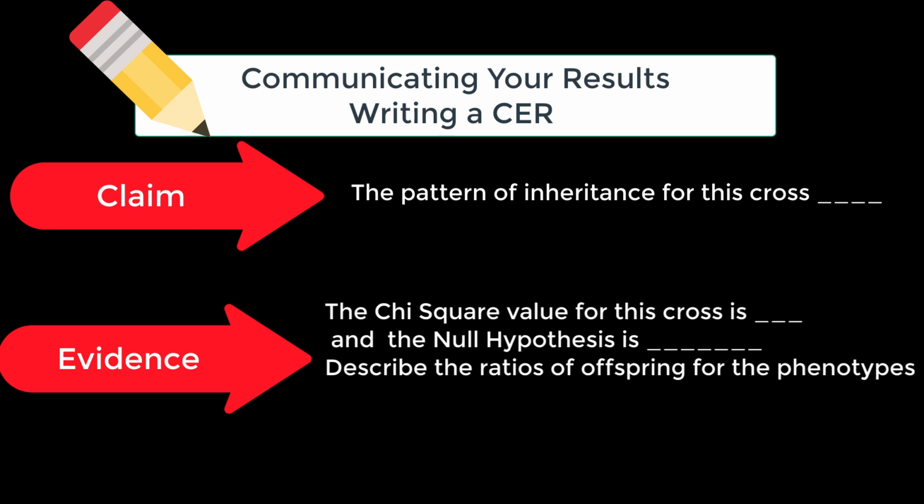In the claim, make a clear statement about the inheritance pattern. If you fail to reject the null, the traits are unlinked. If you reject the null, the traits are linked. For the evidence, there also needs to be a statement about the chi-square value. This is normally followed by a description of the phenotypes and the ratios of offspring for each phenotype. If the genes are linked, a recombinant frequency can also be given as a part of the evidence.